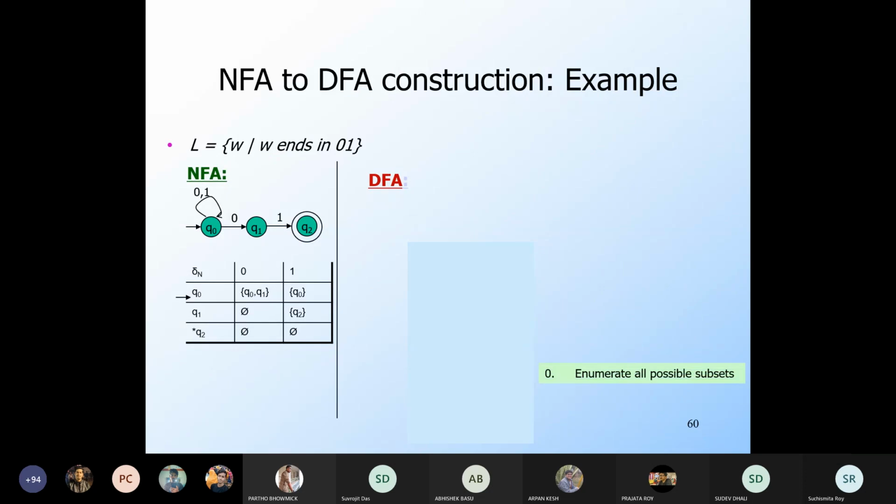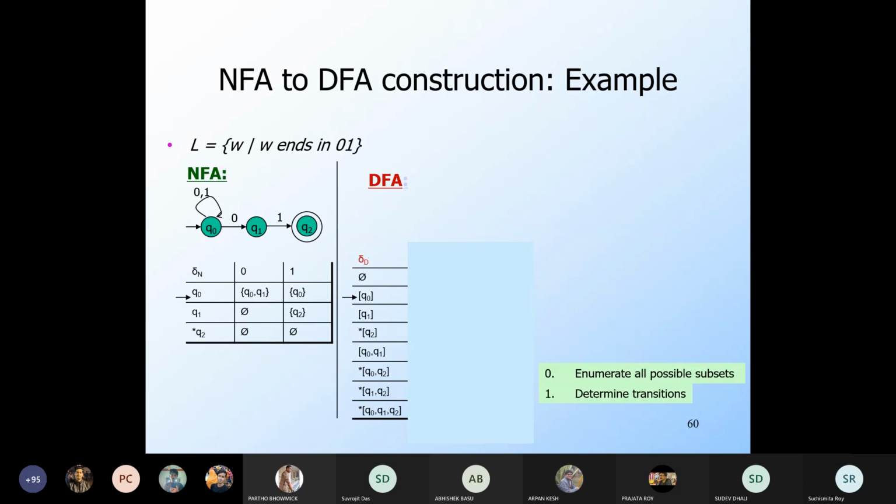So the first step is to enumerate all possible subsets. This is just following the conversion algorithm theoretically. So this is the power set. Please mute yourself. Please don't create noise in class. Check that you are muted. So all the possible subsets. This is the power set of the set of states of the NFA. The initial state, as you know, is going to be Q0. The final states we'll see later.